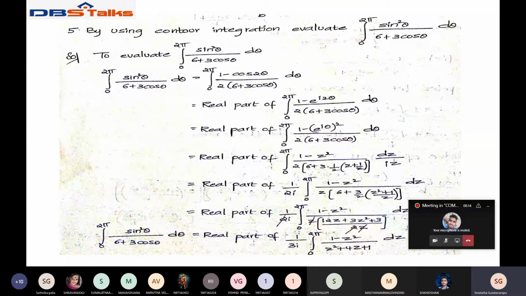That equals the real part of 1 by 2i, which is constant, times the integral from 0 to 2π of (1 minus z²) by, taking the LCM, 2z. After cancellation of 2 and z, we get the real part of 1 by 3i times the integral of (1 minus z²) by z², then 3 is a common value, we get (1 minus z²) by (z² plus 4z plus 1) dz. So this is equation 1.